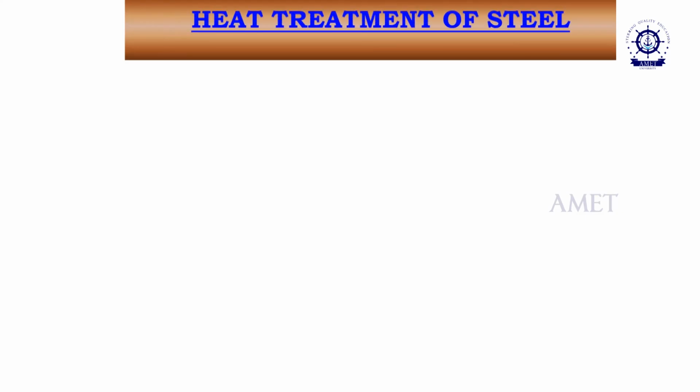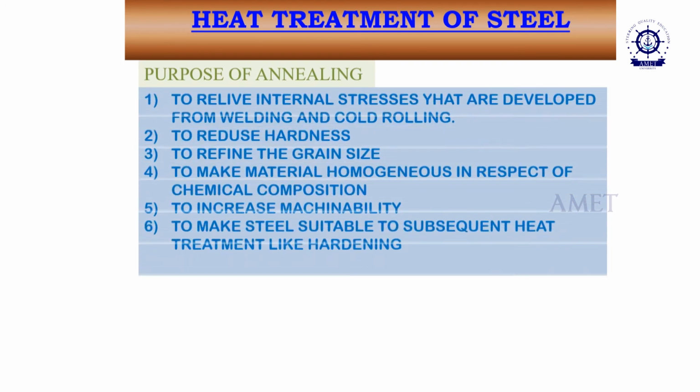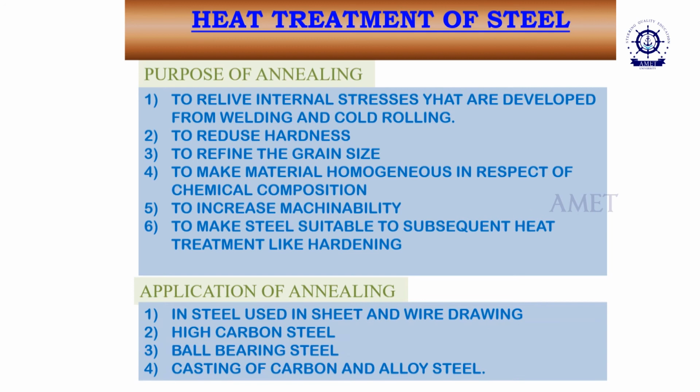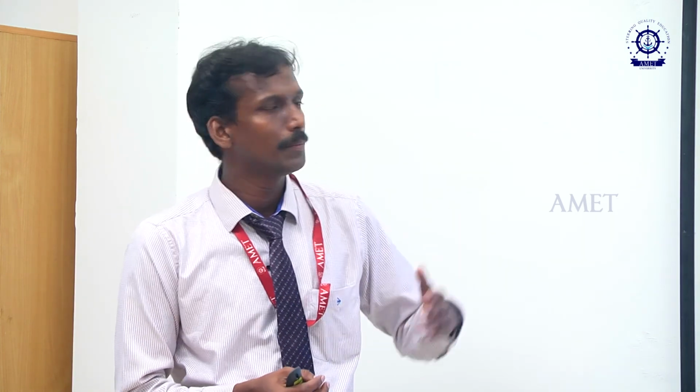First we talked about the annealing process and the important conditions, and the various annealing processes. Now, what is the purpose of annealing? The purpose of annealing is to improve the hardness of the materials, remove the stress inside the material, refine the grain size, and make the chemical composition homogeneous. For applications, we can use it for ball bearings and high carbon steel. These are the applications of the annealing process.